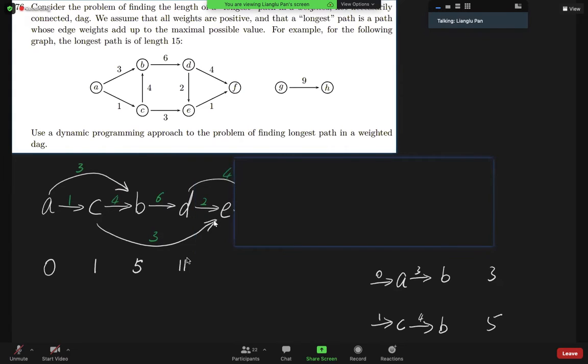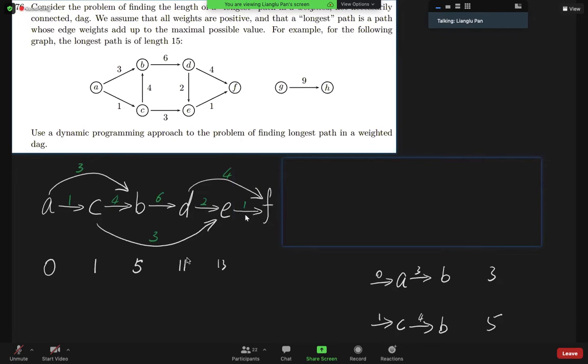Keep going to the next one. Node E, we have two choices. It might be coming from D, giving us 2 plus 11, that's 13. Or we have C coming to A, and if we have a path from C to E and ending at E, then the longest distance would be 1 plus 3, giving us 4. 4 is clearly smaller than 13, so I think the path ending at E must have a longest distance of 13.